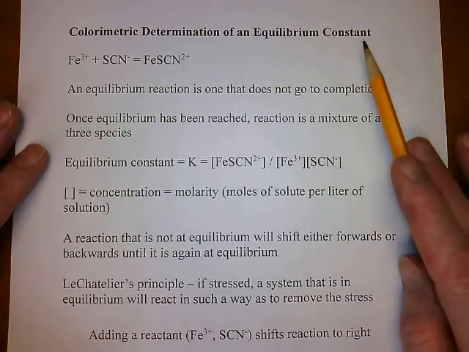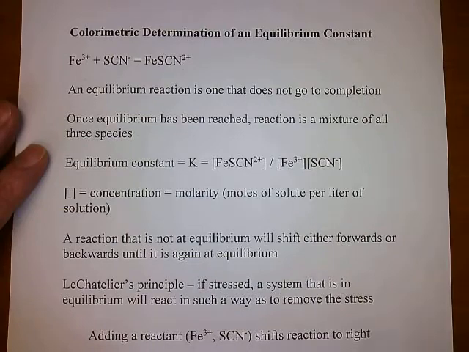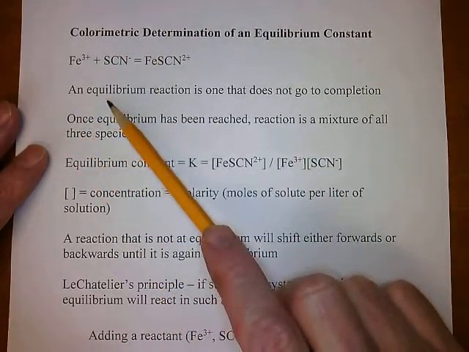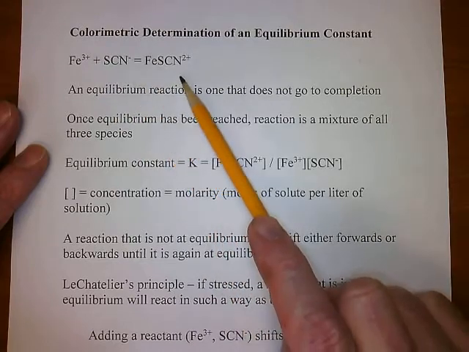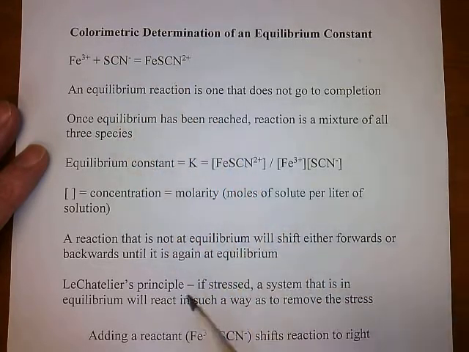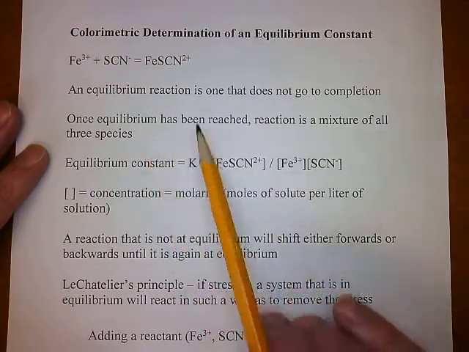The purpose of this experiment is the colorimetric determination of an equilibrium constant. The reaction that we are interested in studying is a reaction between iron 3 and thiocyanate to form this iron thiocyanate complex ion. So what's the definition of an equilibrium reaction?